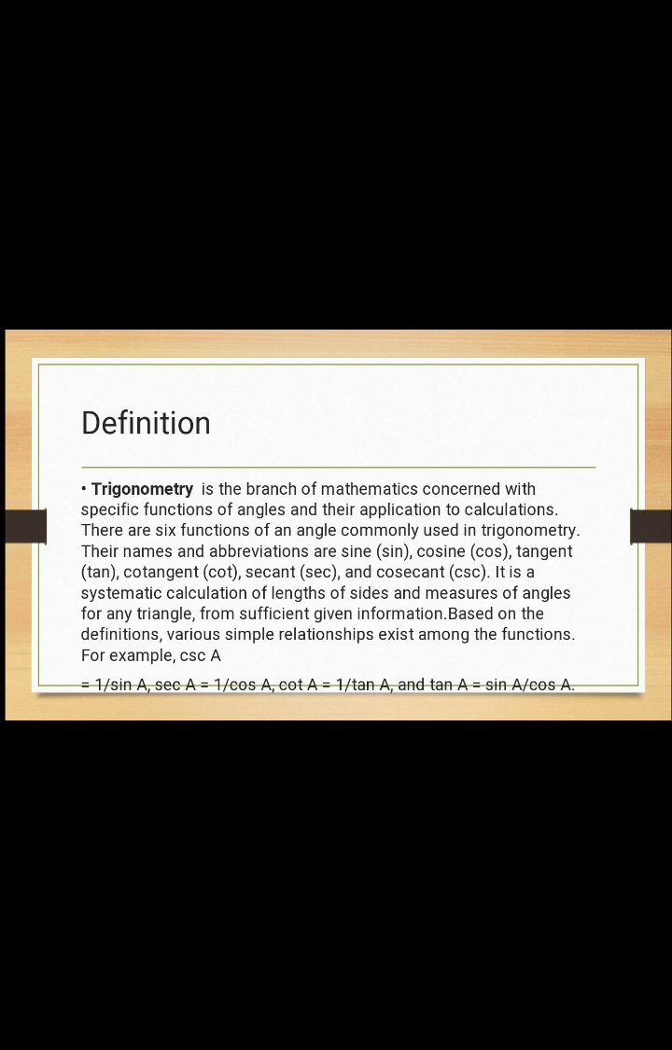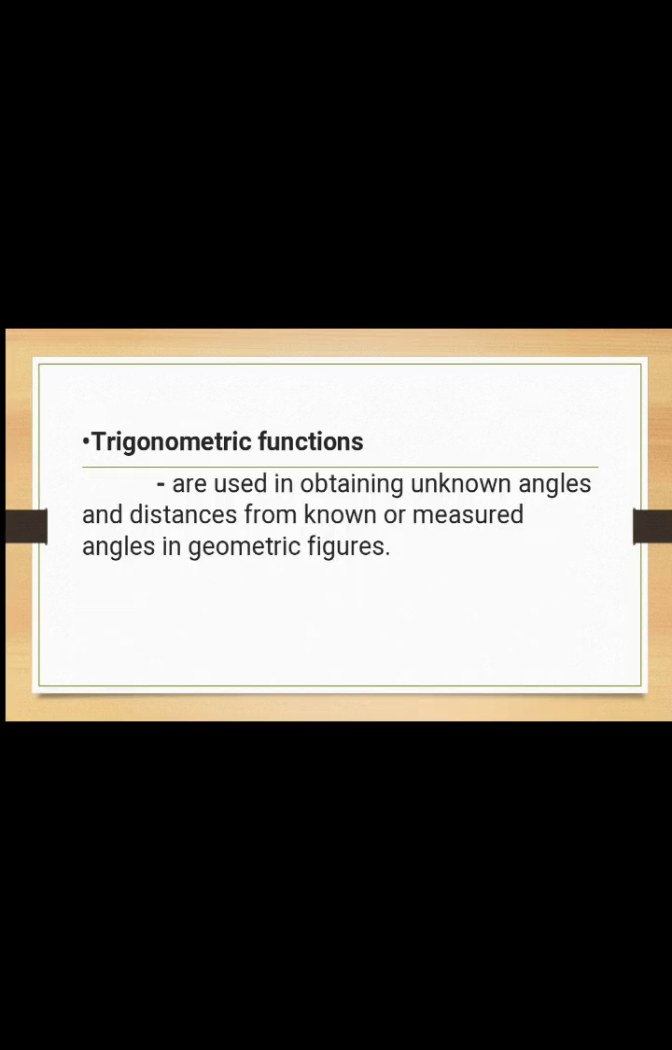Based on the definitions, various simple relationships exist among the functions. For example, cosecant A is equal to 1 over sine A, secant A is equal to 1 over cos A, cotangent A is equal to 1 over tan A, and tan A is equal to sine A over cos A. And now for trigonometric functions. The definitions are used in obtaining unknown angles and distances from known or measured angles in geometric figures.